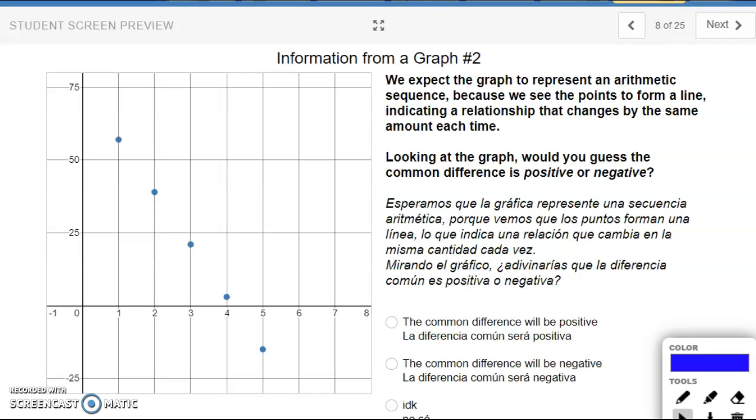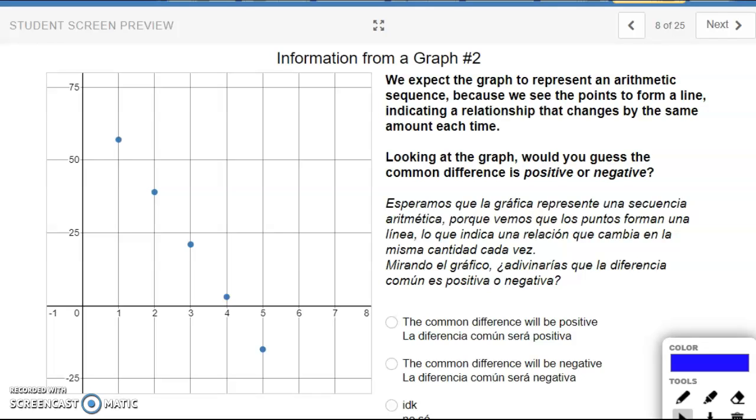In card number 8, it says, we expect the graph to represent an arithmetic sequence because we see the points form a line. If I was to connect these dots, it's going to form a straight line, because we see points indicating a relationship that changes by the same amount each time.